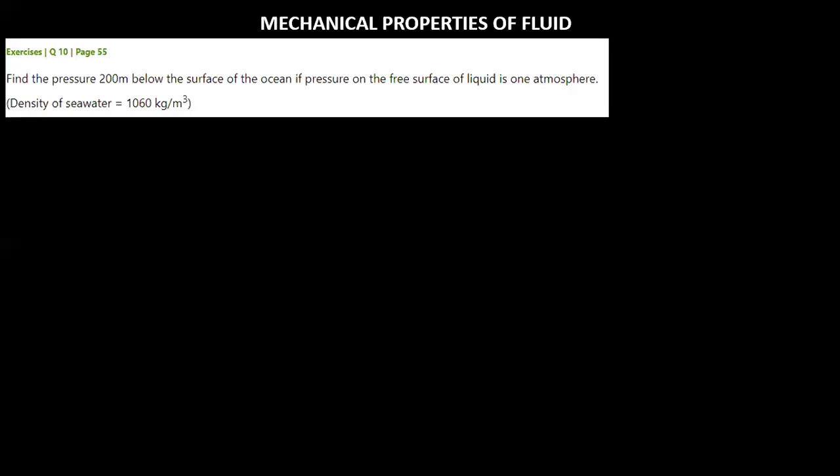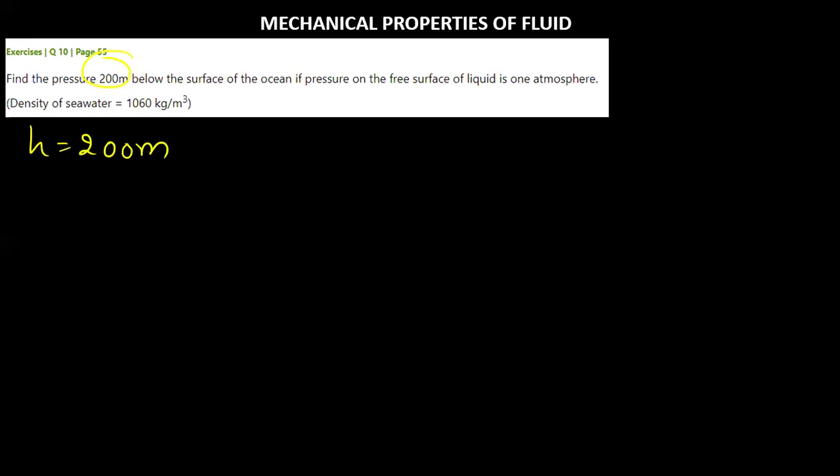We are going to discuss numericals for the second chapter, that is mechanical properties of fluid. In this case, we have been given the first question: find the pressure 200 meters below. So height is given to you. H is given as 200 meters below the surface of an ocean.